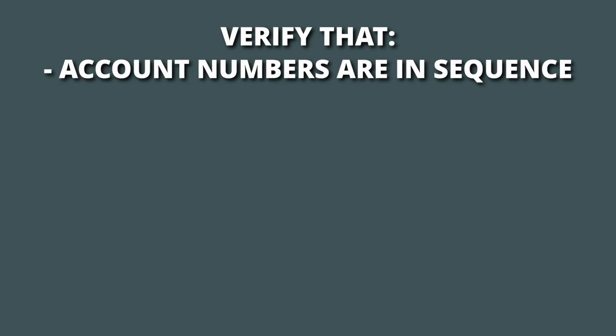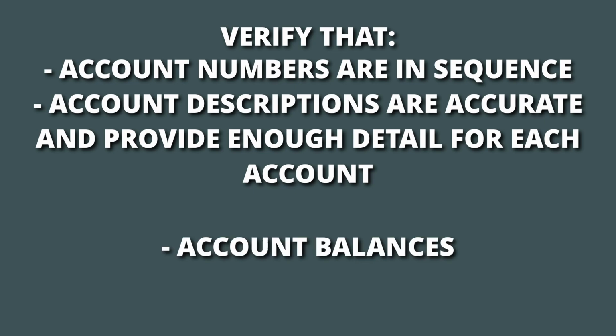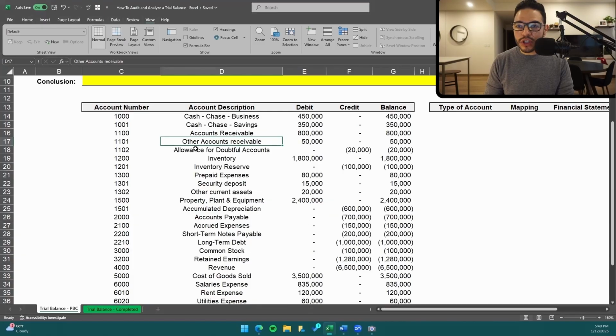We are now in step 2 in our audit process. We are going to look into account numbers and account descriptions. We're going to verify that account numbers are in sequence, account descriptions are accurate and provide enough detail for each account, and account balances appear accurate based on the normal balance of each account. So now that we're in step 2, we're going to go through and review each account number in order. So here's how we're going to do that.